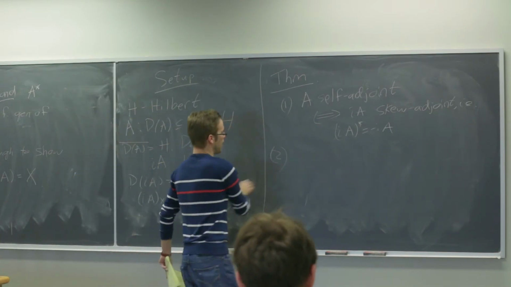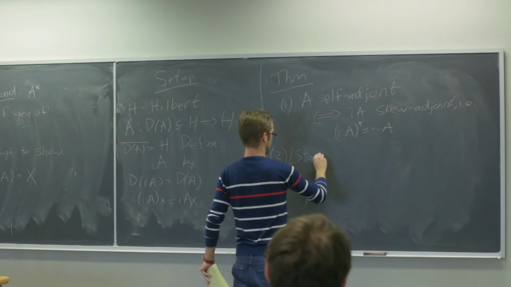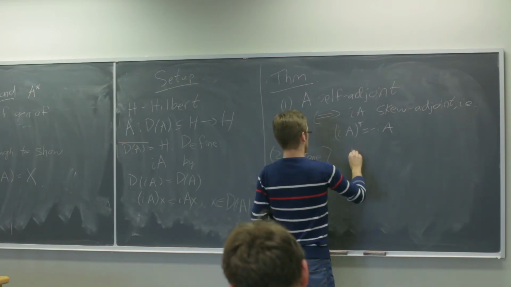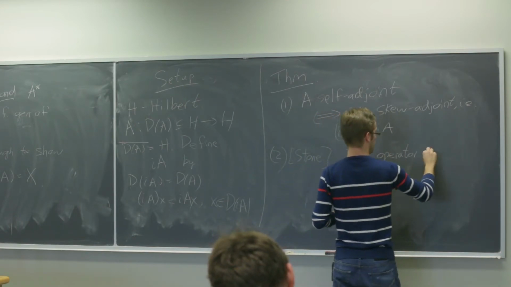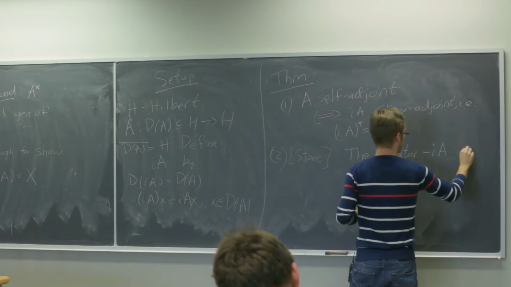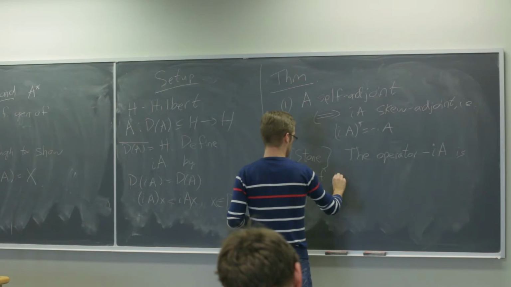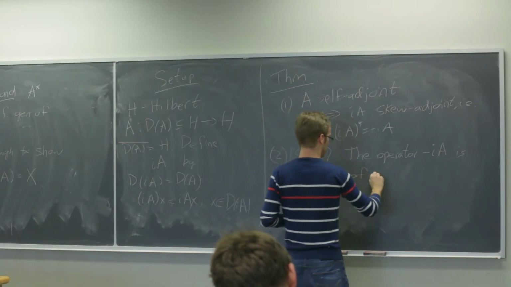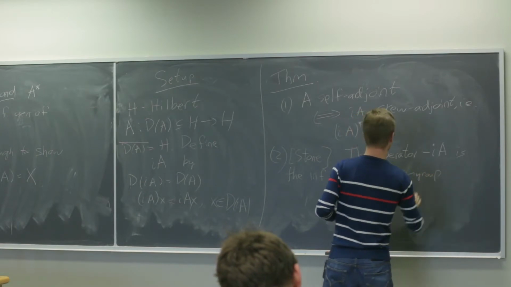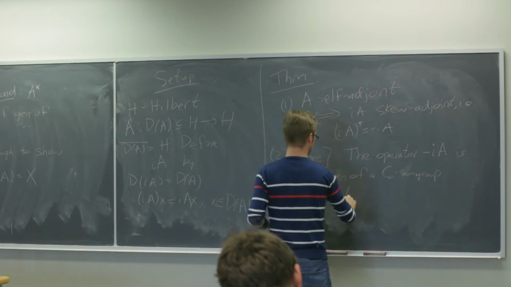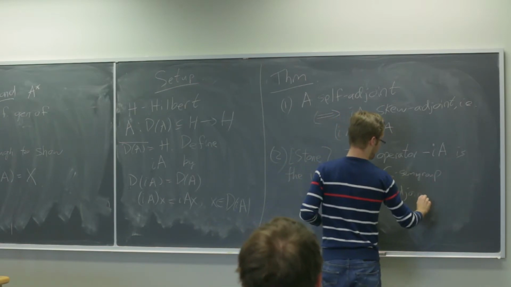Finally, the main theorem that I want to prove, Stone. What does it say? The operator minus IA is the infinitesimal generator of a C0 semigroup if and only if A is self-adjoint, which is what I was saying.